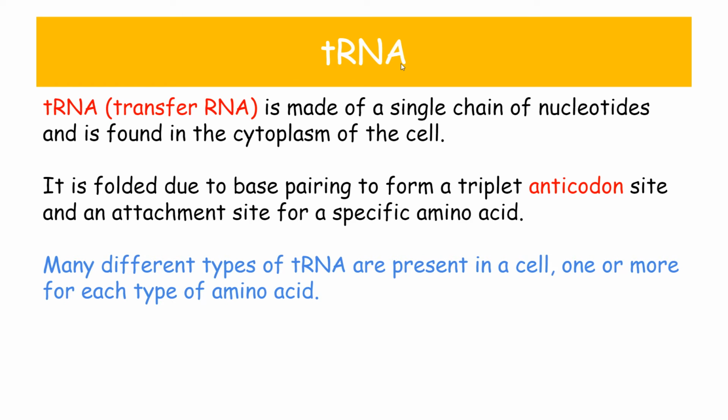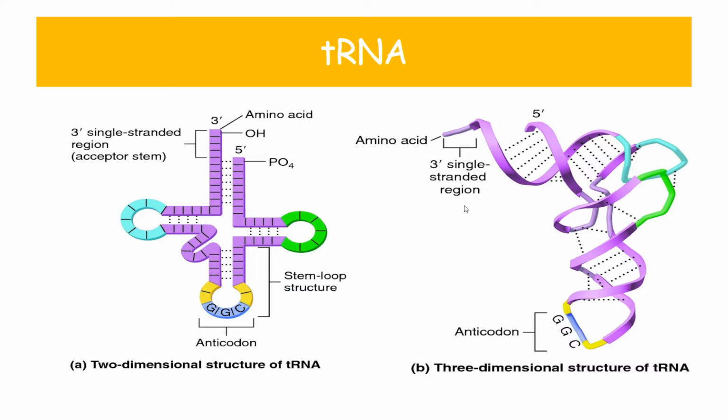Now, we've already looked at mRNA. Now we're going to look at this thing called tRNA, which is a different type. It's called transfer RNA. And as it says here, it is made of a single chain of nucleotides and is found in the cytoplasm of a cell. As it says, it is folded due to base pairing to form a triplet, something called an anticodon, which we'll discuss, and an attachment site for a specific amino acid. So it's easier to explain when we're looking at the diagram.